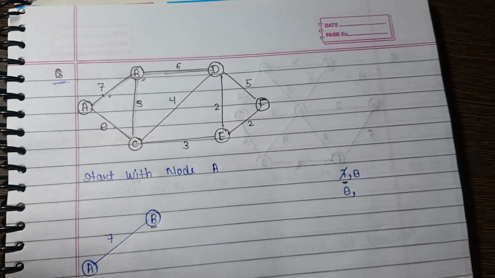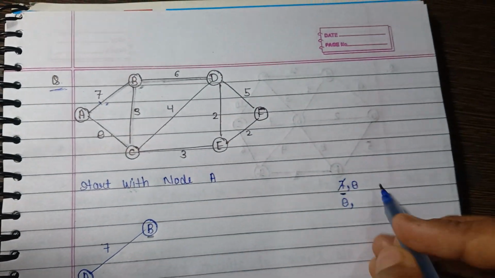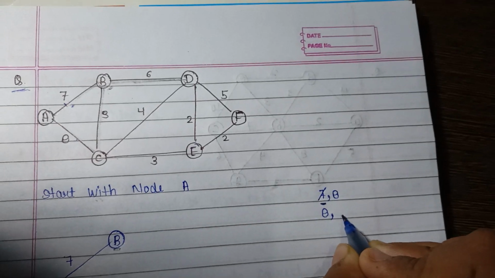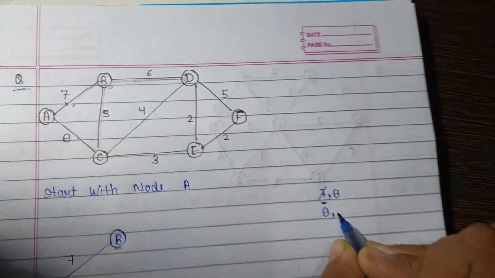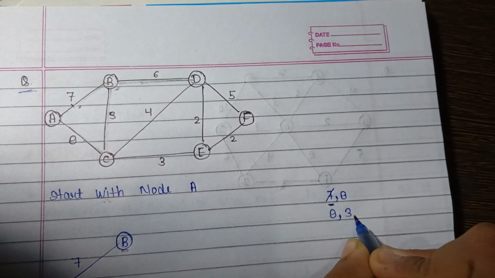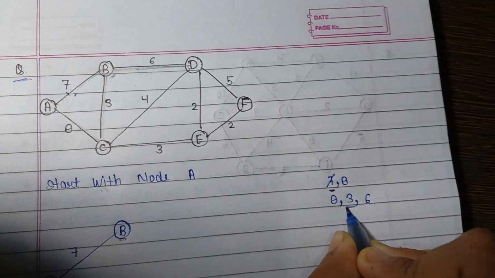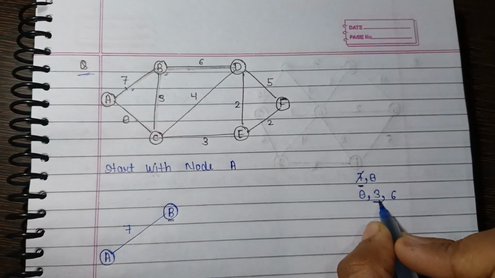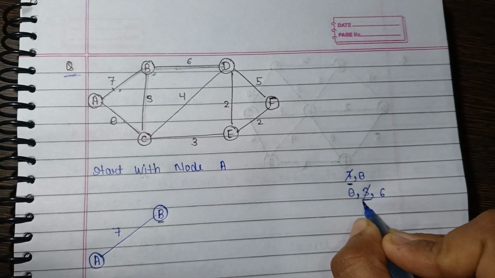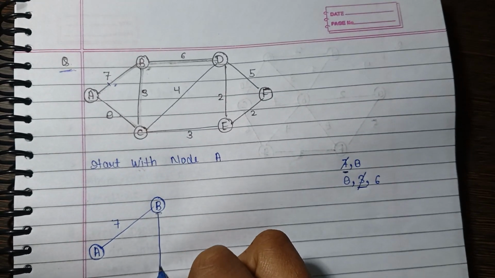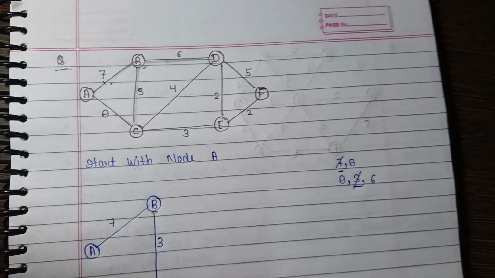Okay, now add these edges into our rough page: 8, 3 and 6. Now find the minimum one. Here the minimum is 3. Okay, so draw the minimum weight edge.